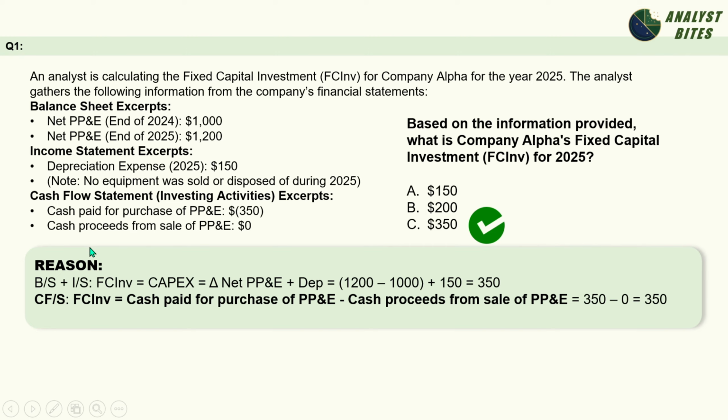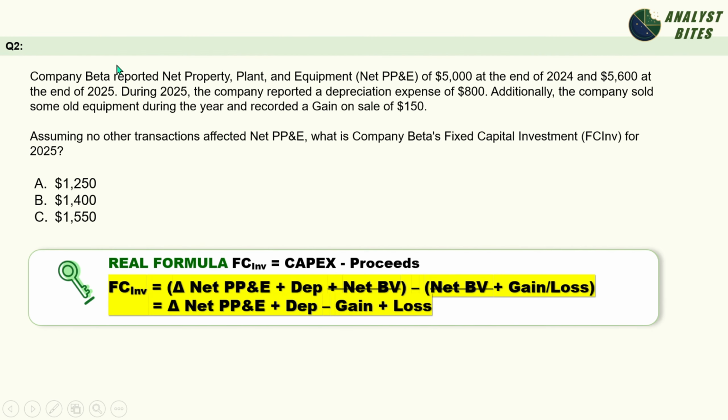We arrive at the exact same answer, but it's much faster and more convenient, isn't it? Therefore, in the future, if a question provides all three financial statements, don't hesitate. Always prioritize the cash flow statement to find fixed capital investment value. It will save you from the more complex calculations involving the balance sheet and income statement. Let's move on to example 2.